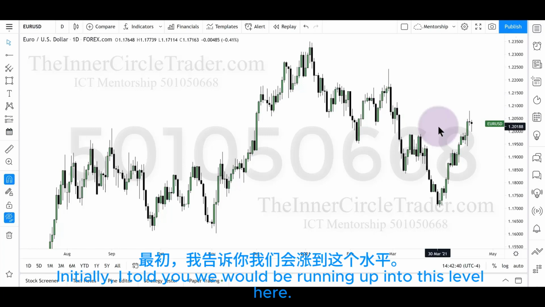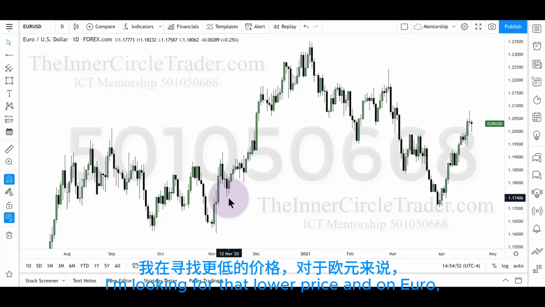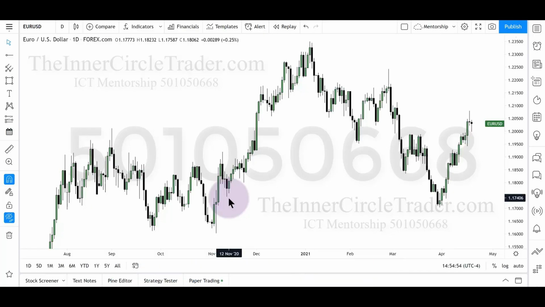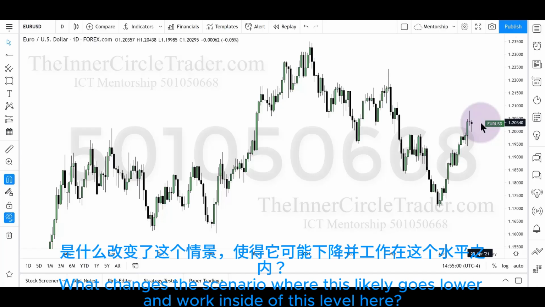Initially, I told you we would be running up into this level here. The dollar index, I'm looking for that lower price, and on euro, we might pump a little bit higher in here. Now, what changes that? What changes the scenario where this likely goes lower and works inside of this level here?